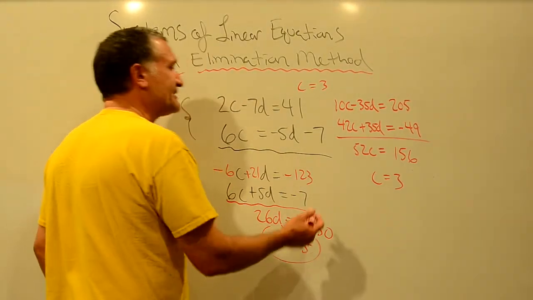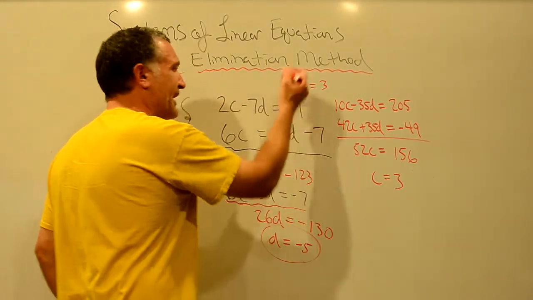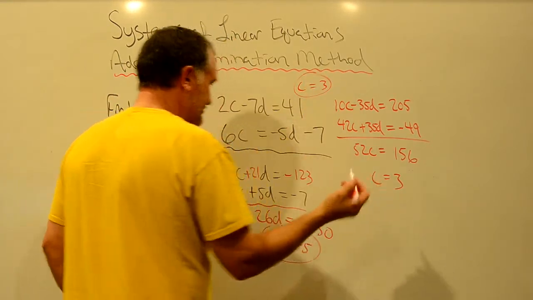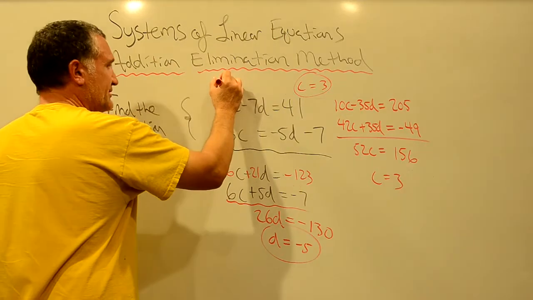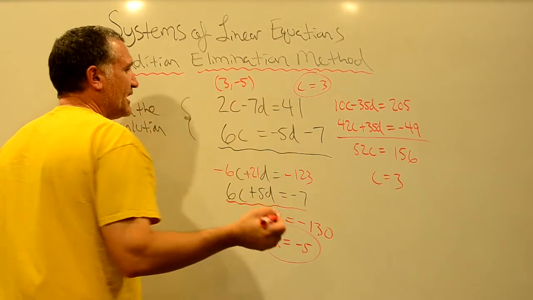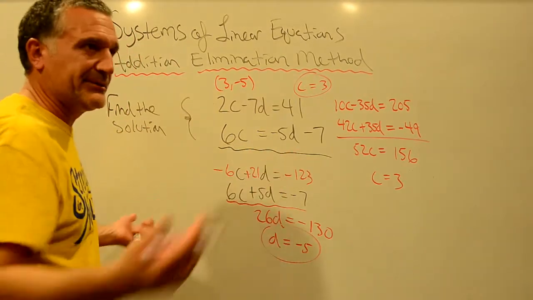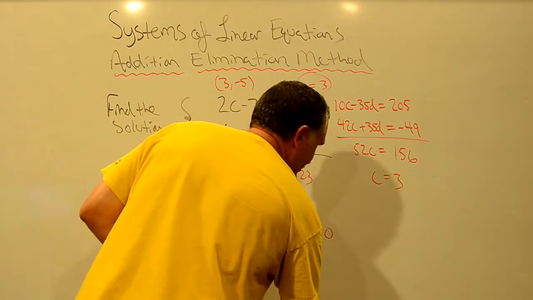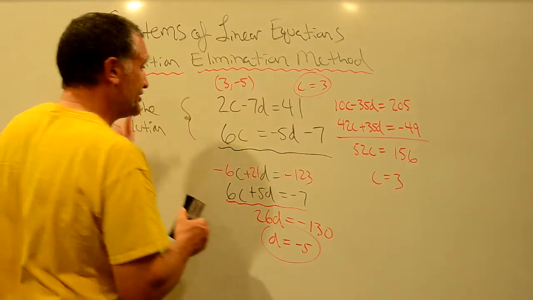Had I done it this way, then I would be plugging that negative 5 into one of these equations. Then I would have gotten c isolated. I would have gotten c equals 3. So let me write the solution out. So you got 3 comma negative 5. You're not going to be doing a combination of what I did to find the c and the d. You're probably just going to do it one way or the other, although this would work too.